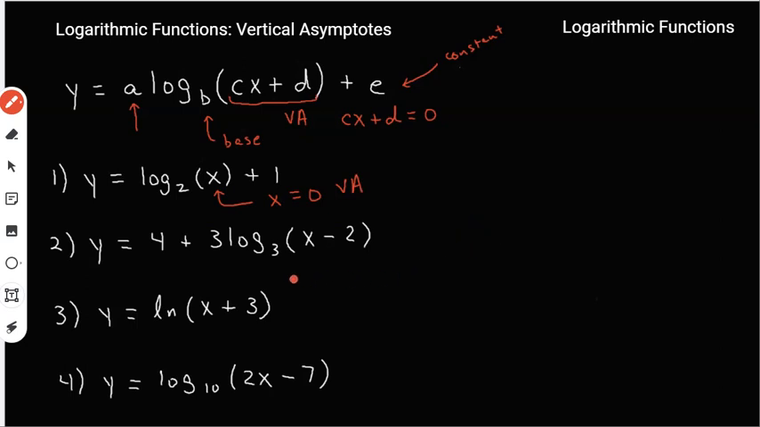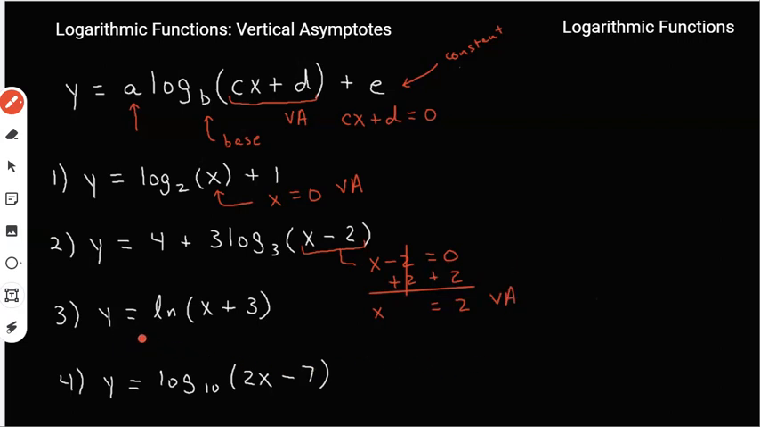Let's look at the next one. I have 4 plus 3 times log base 3 of x minus 2. So what I'm going to do is take what's inside the parentheses, set it on the outside, and set it equal to 0. This time I get x minus 2 equals 0, so if I add 2 to both sides, that'll get rid of that minus 2 on the left side. The 2's cancel out. I'm left with 0 plus 2, which is just going to be 2. So x equals 2 is going to be the vertical asymptote.